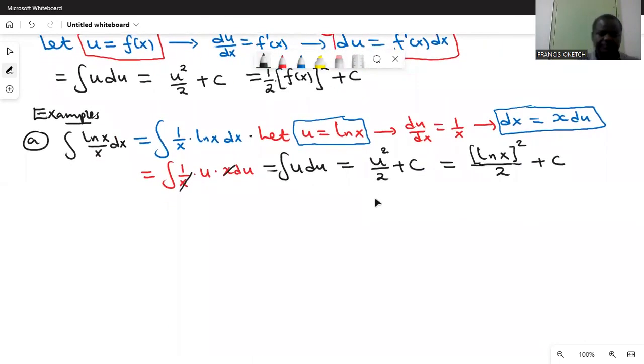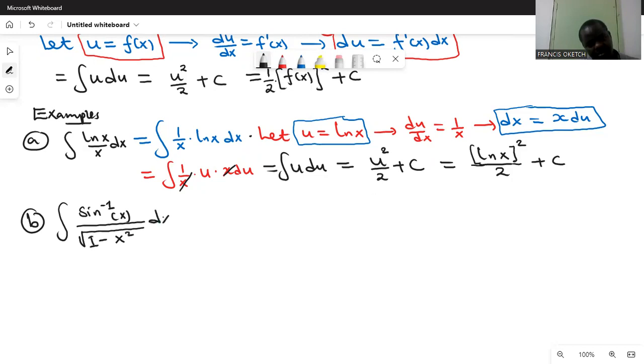Another example is part B. And in part B, you have this integral. You're asked to evaluate the integral of sine inverse of x over the square root of 1 minus x squared, integrate that with respect to x.